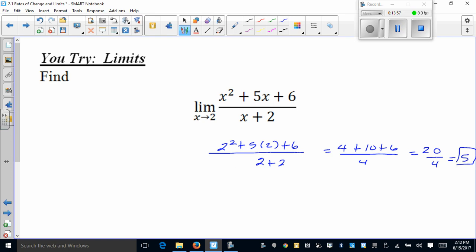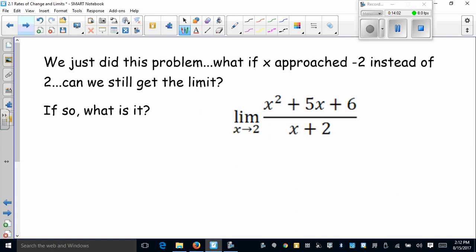Okay, so we just did this problem. What if x approaches negative 2 instead of 2? Can we still get the limit? What if this guy here was x approached negative 2? Would we still be able to get the answer? Because before, remember, when we put in 2, we got 20 on top. But this time if we do negative 2, we'll get 4 minus 10 plus 6 over negative 2 plus 2, which gives us 0 over 0.